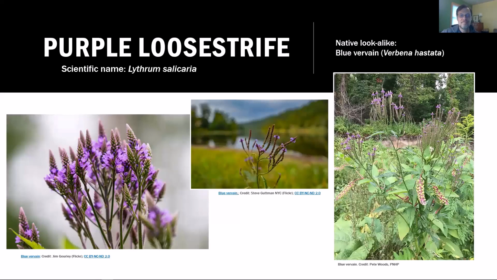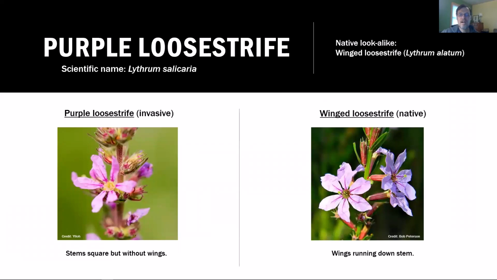Next slide. There are a couple native loosestrifes that look similar if you get up close to them. On the right there is winged loosestrife, which is native. It's also a rare plant in Pennsylvania. I've actually never seen it. It's mostly in the southeast part of the state. And it has little wings running down the stem below the edges of the leaves.